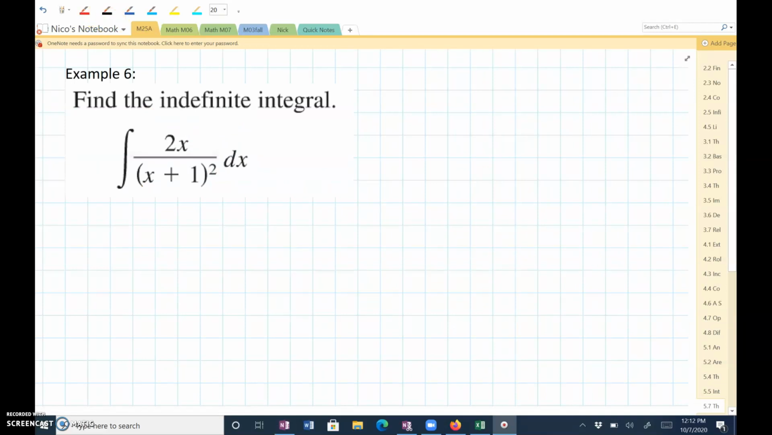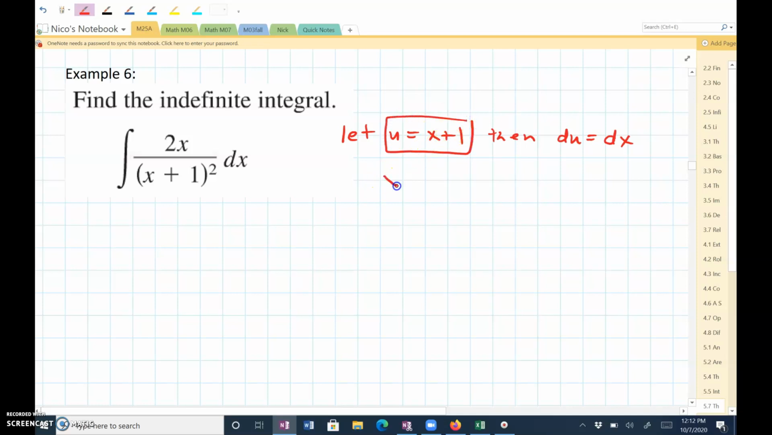Alright, so for this one, let u equal x plus 1. Then du equals derivative of x is 1, derivative of 1 is 0, so dx. Also, let's solve for x here. So let's make this x is equal to u minus 1.